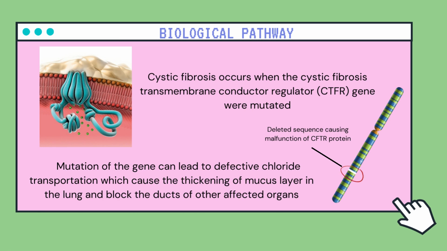As you can see, cystic fibrosis occurs when the cystic fibrosis transmembrane conductance regulator, CFTR, gene is mutated. Mutation of the gene can lead to defective chloride transportation, which causes the thickening of the mucus layer in the lung and blocks the ducts of other affected organs. And here is an example.